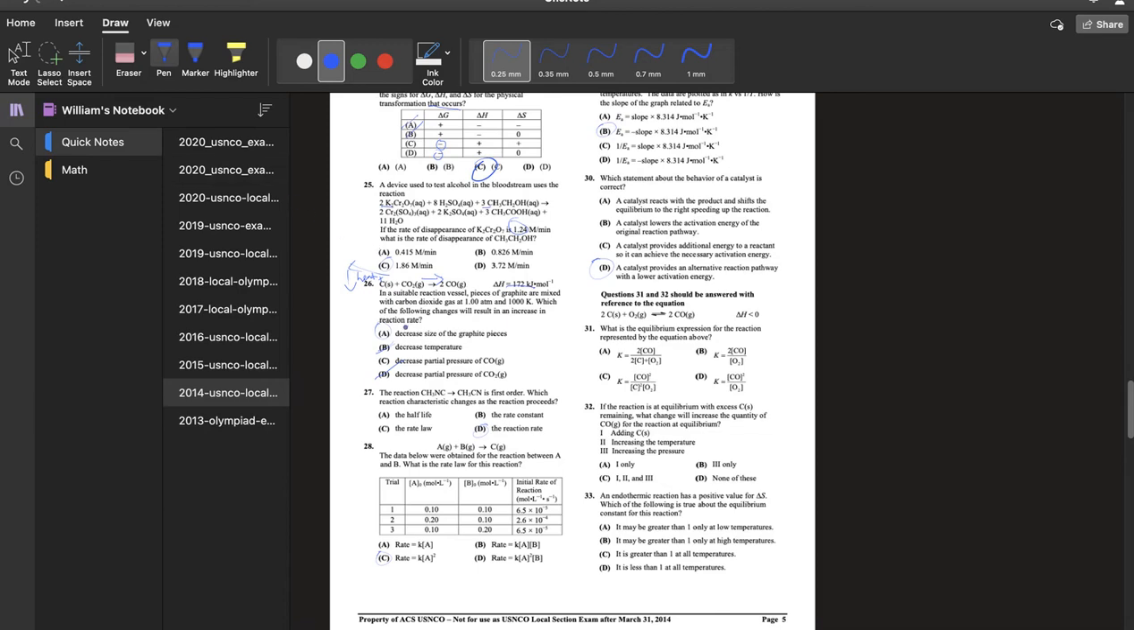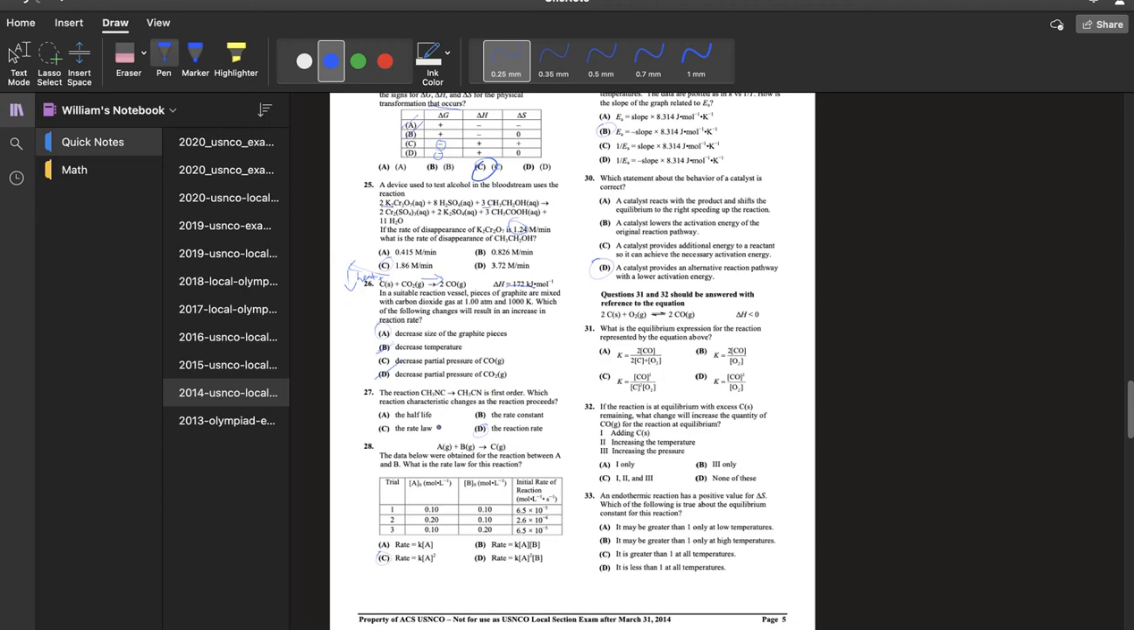The reason it's A is because if you decrease the size of the graphite pieces, you're increasing the surface area of the entire thing, which means that the catalyst has more places to interact with, and more of the participating molecules in the reaction are able to undergo that reaction pathway that has the lower activation energy, which increases the rate of the reaction. So that's why it would be A.